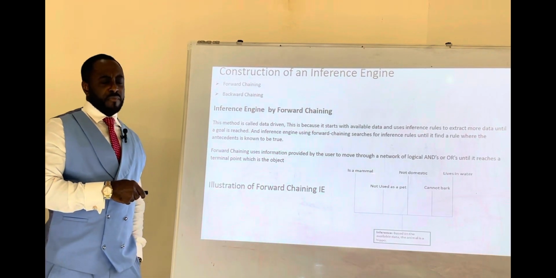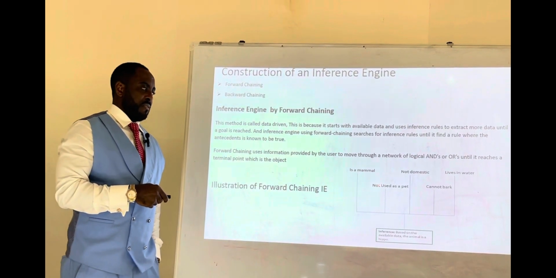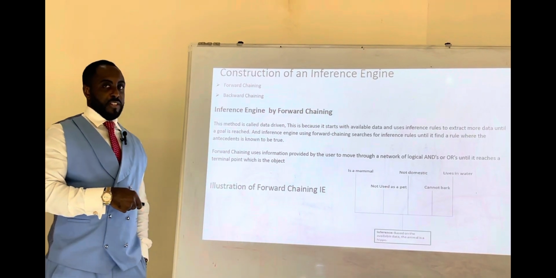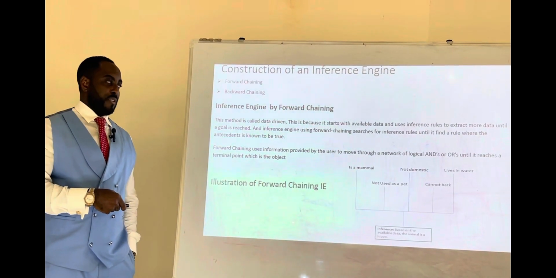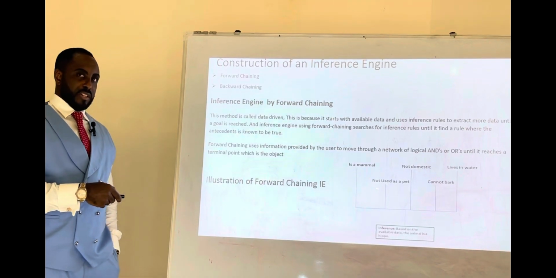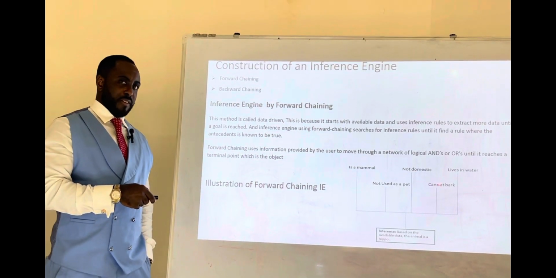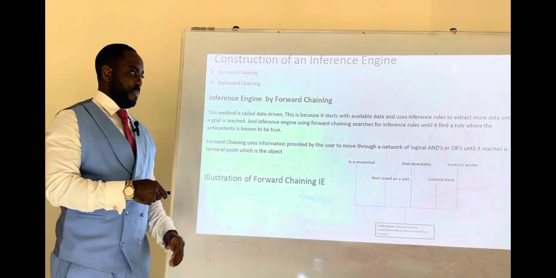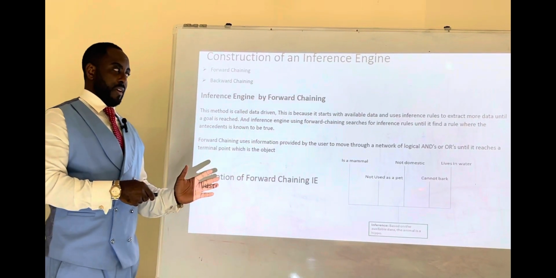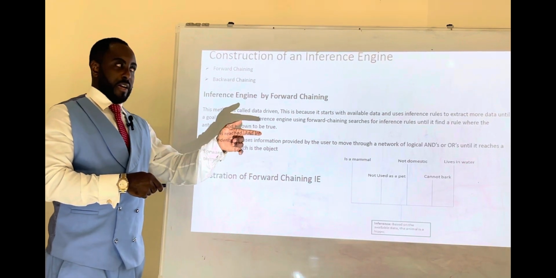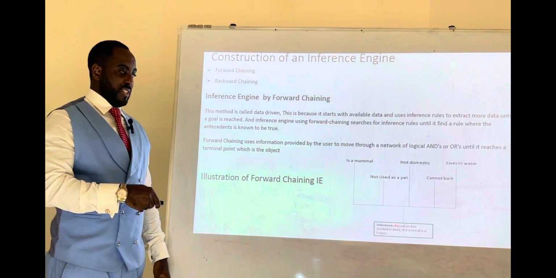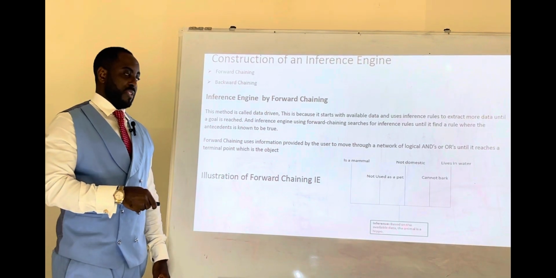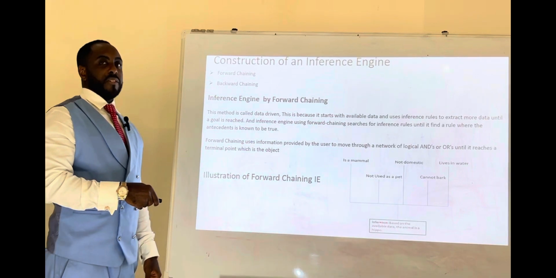Now look at it. Is it a mammal? Yes. Not used as a pet? If I say yes, then definitely it's no longer a dog. Is it a mammal? Yes. Not used as pet? Yes. Not domestic? Yes. In this pattern, we are no longer considering dog. Dog is out of it, because dog is domestic. Cannot bark? Dog can bark. Yes. Lives on the land? If I say lives on land here, that rules out the hippopotamus. But I say lives on land, yes. Then it's a lion. Based on the available data, I know that it's a lion.